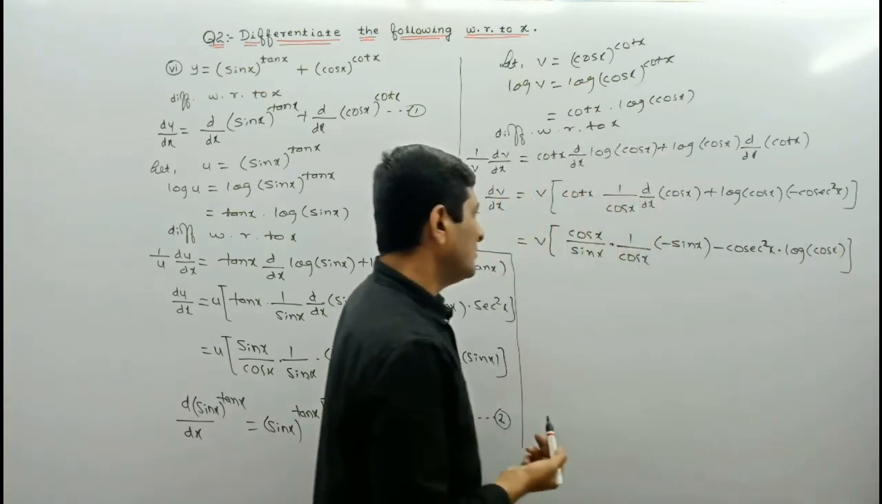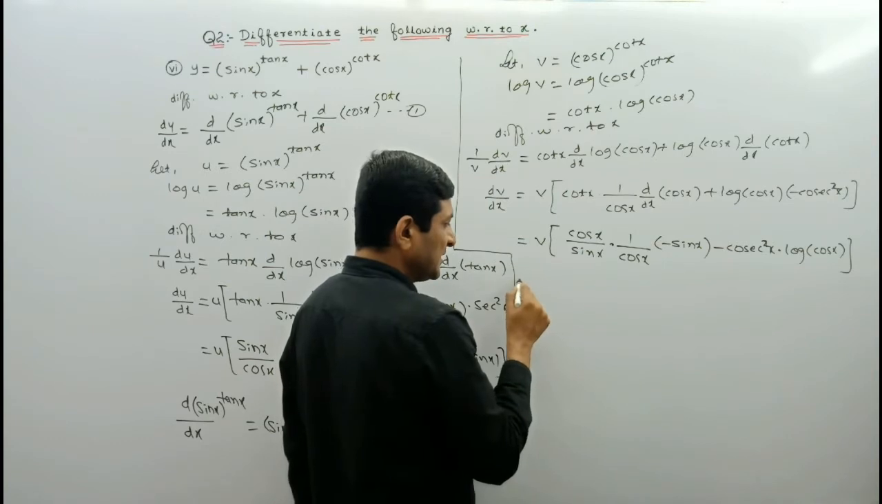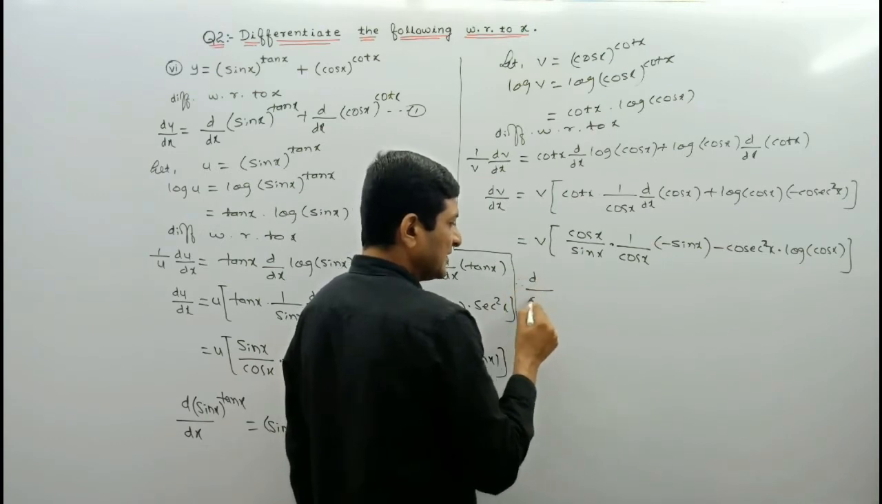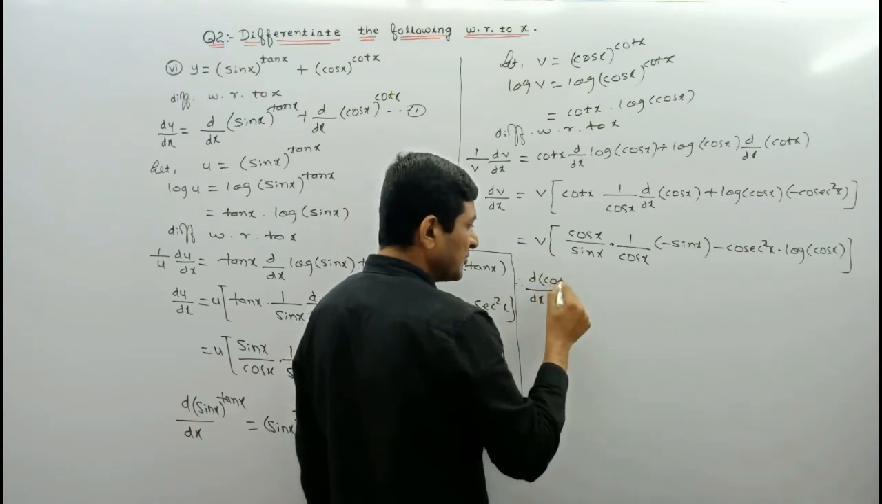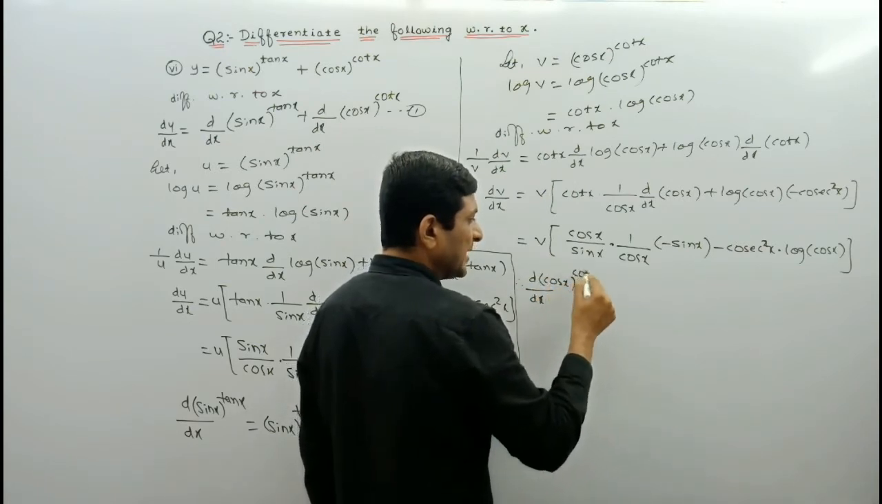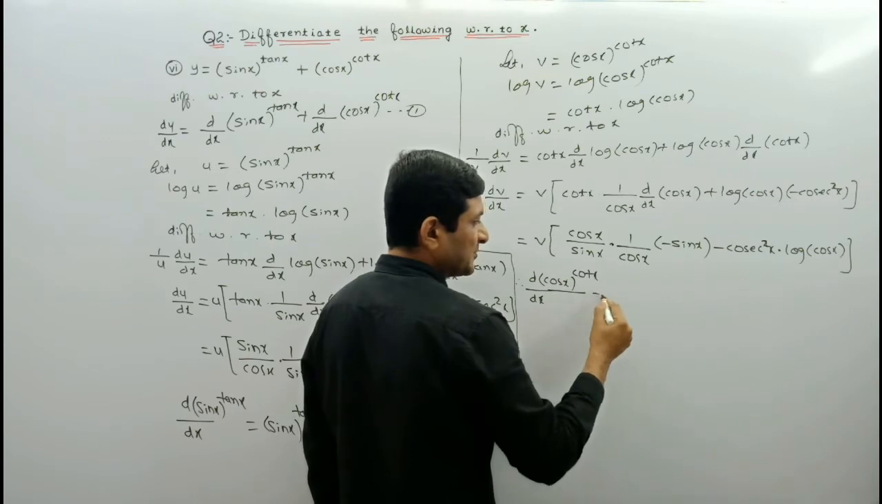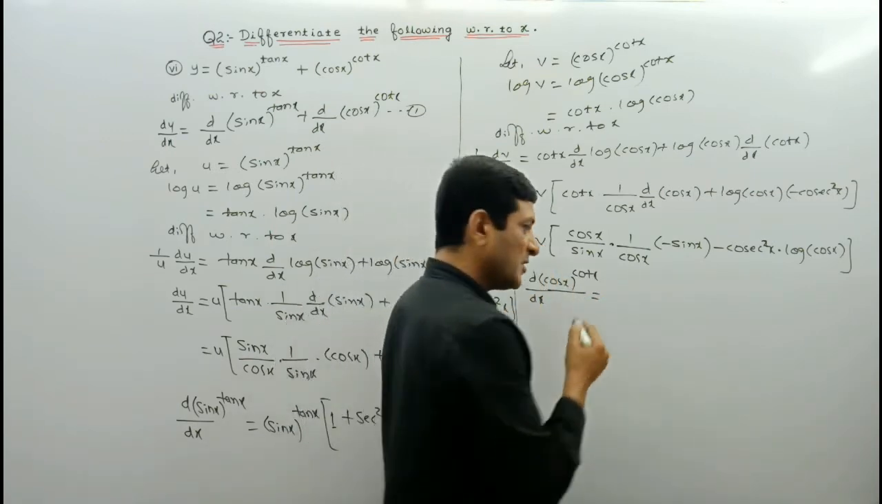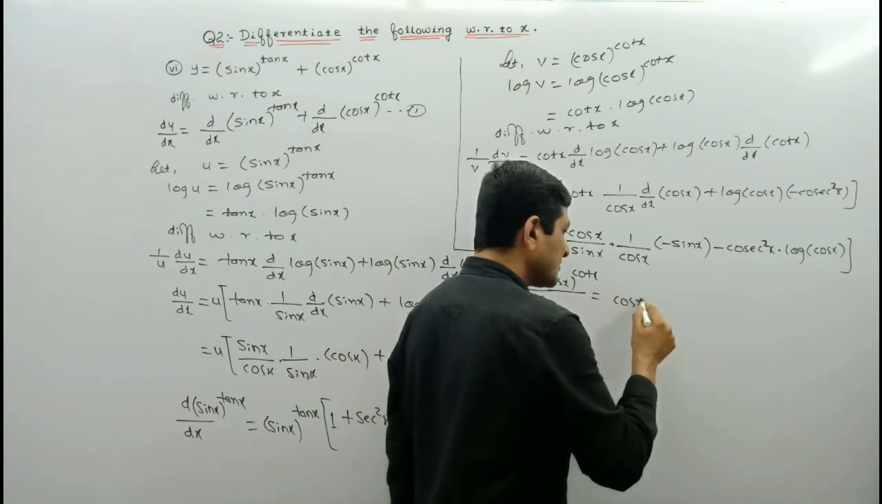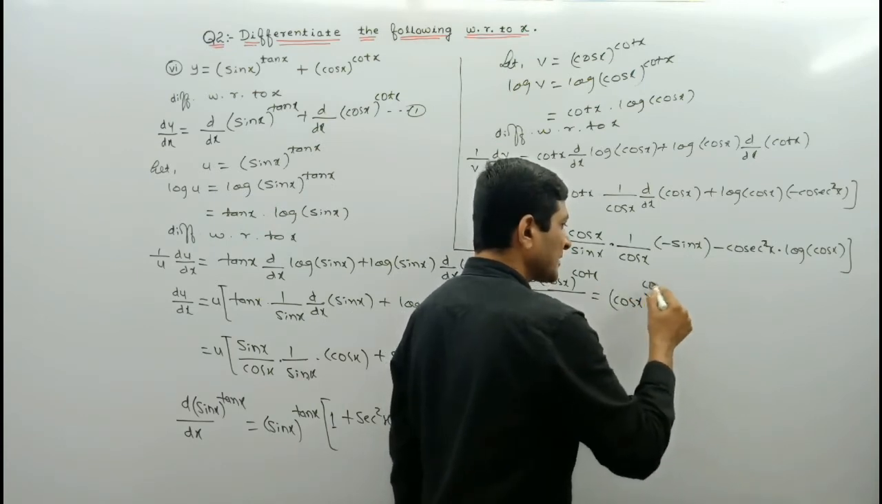Okay, now I am substituting the value of v. So what is the value of v here? v will be equal to cos x raised to power cot x. We have substituted the value of v here. Here also I am replacing v by the same value. What is the value of v? Cos x raised to power cot x.